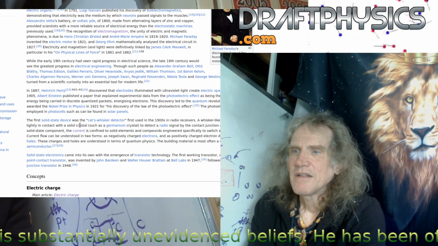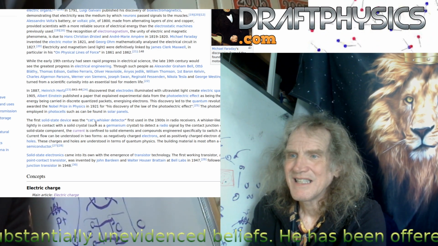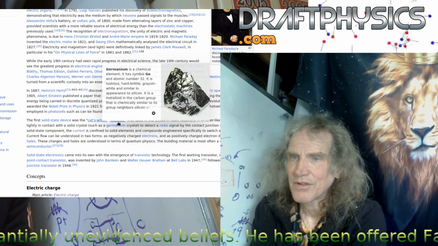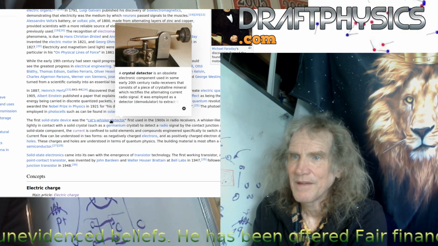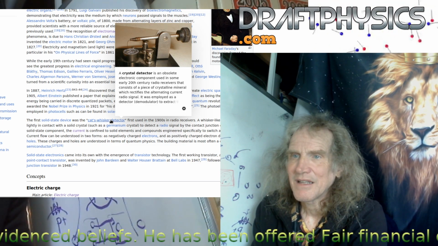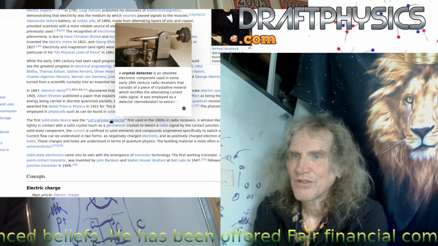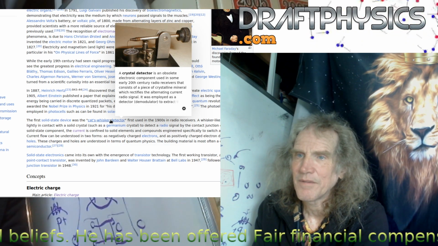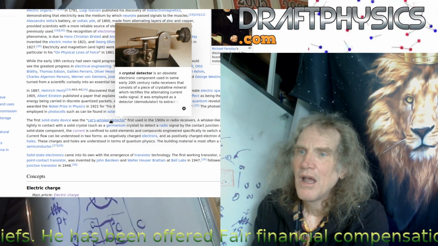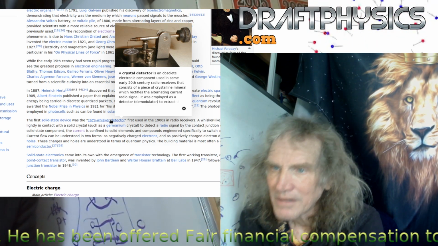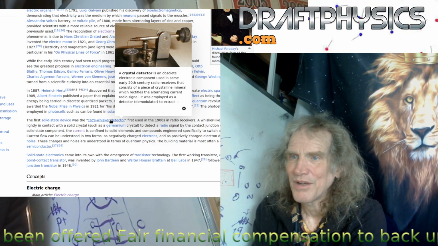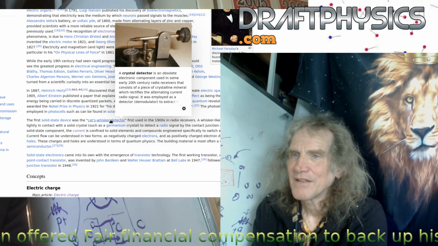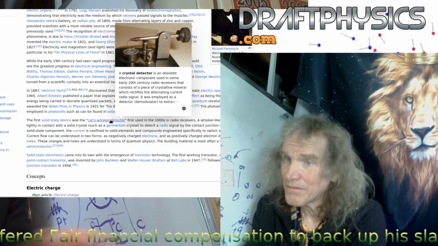The first solid-state device was the cat whisker detector. So this is the crystal thing, and that's sort of interesting. It's an obsolete electronic component used in some 20th century radio receivers that consisted of a piece of crystalline material which rectifies the alternating current radio signal. It was employed as a detector. So that's how they made the first crystal radios.